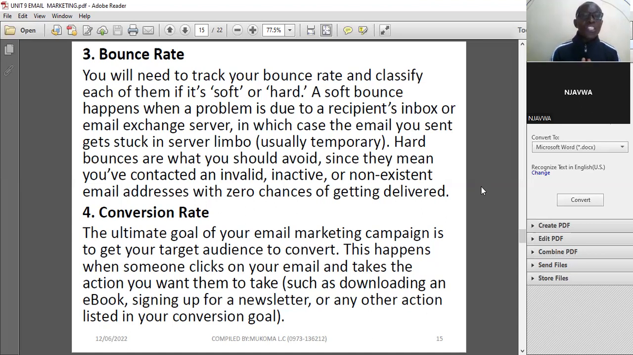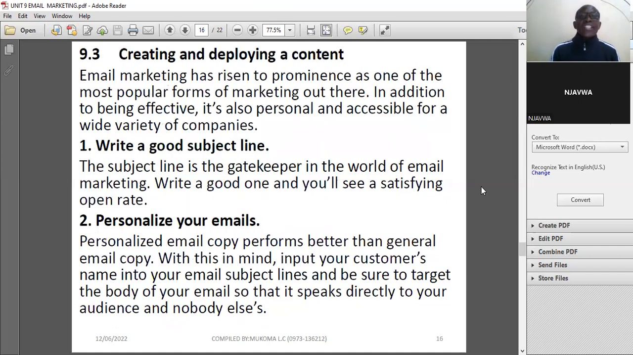The last technique you can use is called conversion rate. The ultimate goal of your email marketing campaign is to get your target audience to become customers, converting prospective customers to become customers. That is your target. So you must be counting that. It's very, very important.